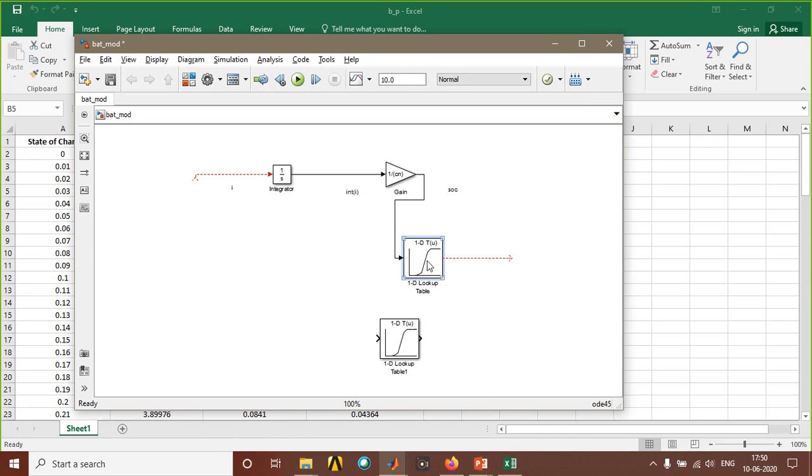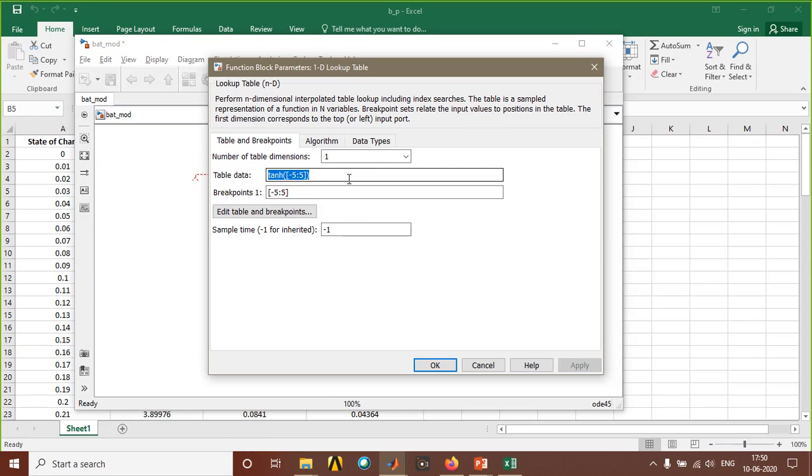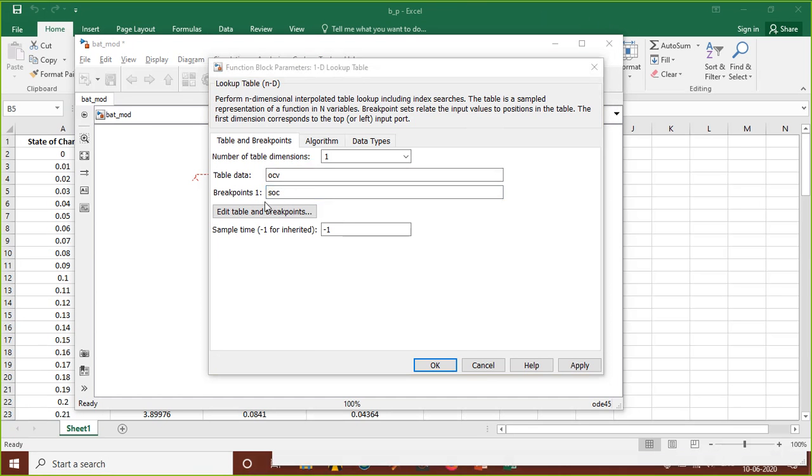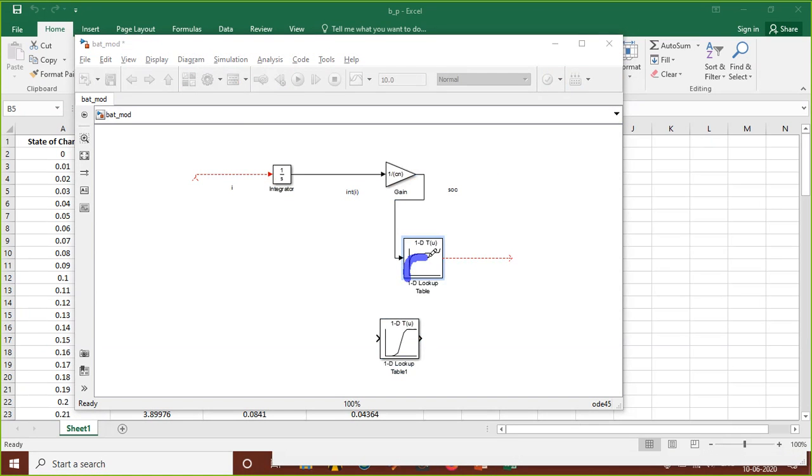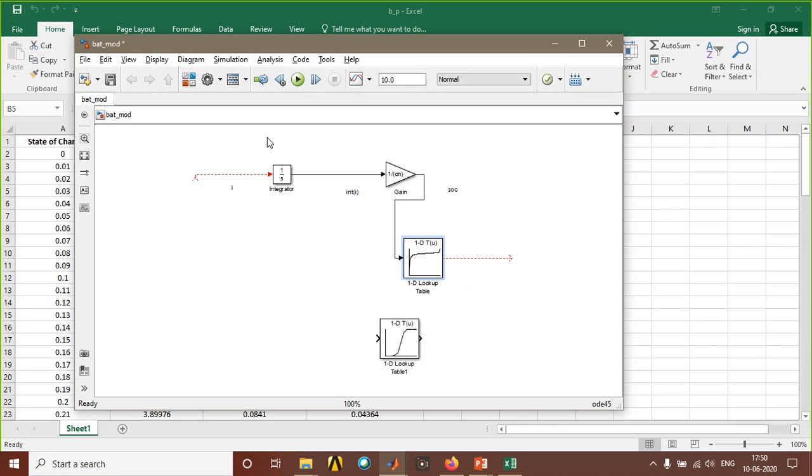Just double click on this lookup table. I'm going to change this data. I'm going to read OCV from SOC. How should you put the input here? Breakpoint means the value which you already know. In the table data, put the value you don't know. In the breakpoint, put the value which you already know. After putting this, the graphs get automatically plotted. From this you can verify whether your input data is correct or wrong. Now, guys, the output from here is OCV. I hope you are listening. So the output is OCV.